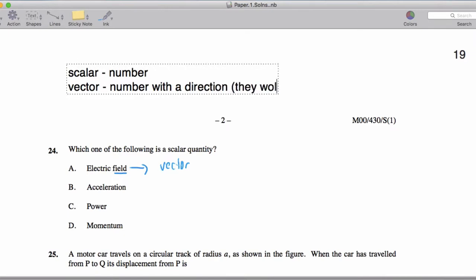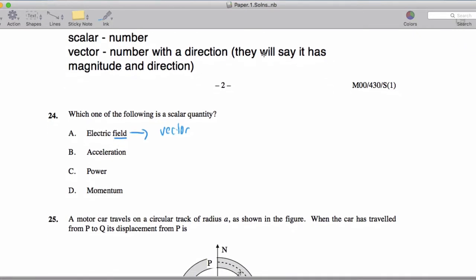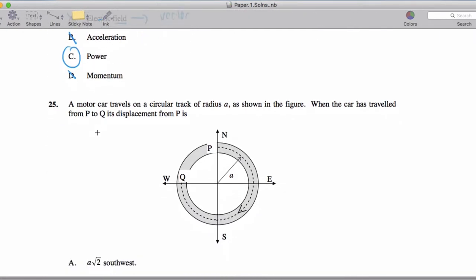They will say it has magnitude and direction, just like that villain from Despicable Me. Okay. So, scalar quantity, acceleration is a vector, momentum is a vector, electric field is a vector. Only power is a scalar.